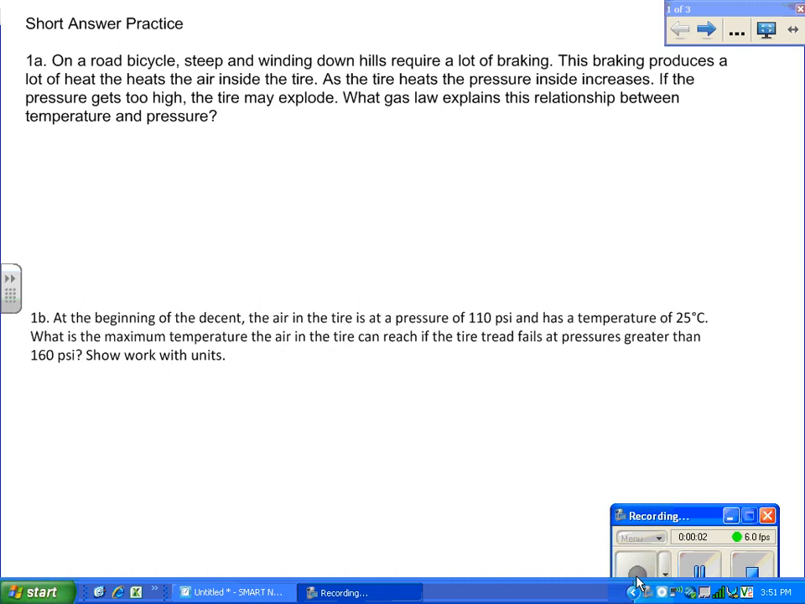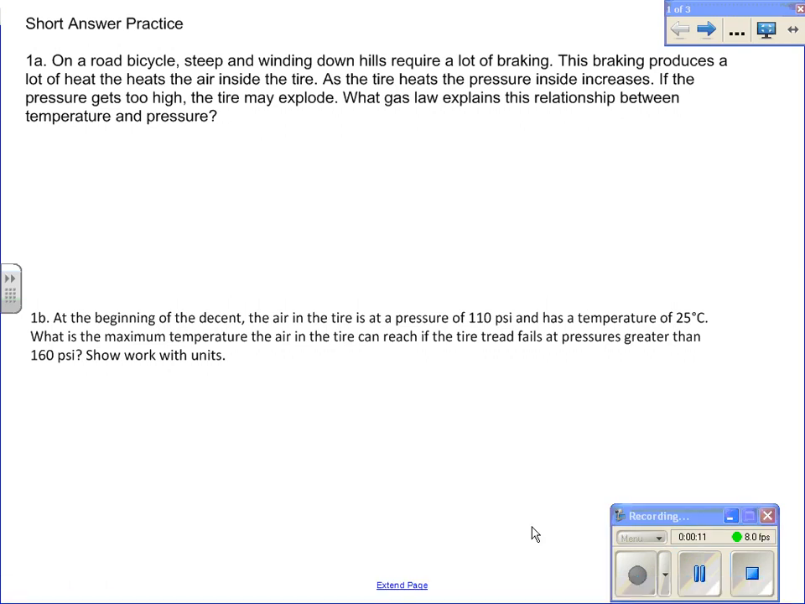Okay, chemistry students, this is a quick review of how to do some of the short answer type problems that you're going to see on your exam. So these are the ones from our practice exam. And let's take a look at what we're asked to do here.